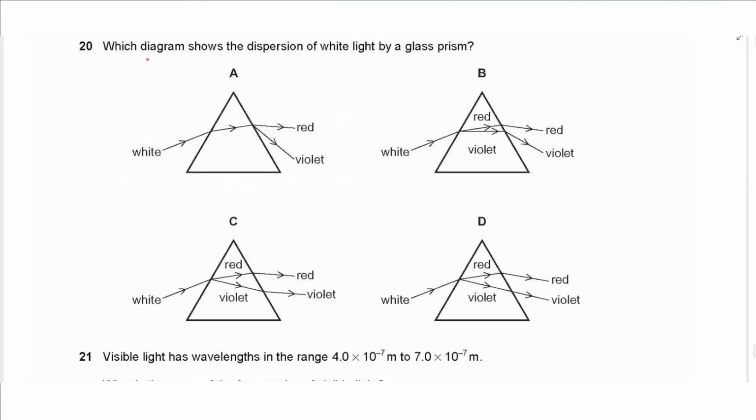Question 20 says, which diagram shows the dispersion of white light by a glass prism? We have red and violet rays. Dispersion happens 2 times, so it's not like this. A is wrong. Red deflects less than violet, so B is actually the correct one. And the rays do not move parallel to each other after the prism, so C and D are rejected.